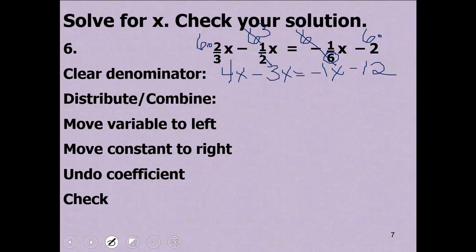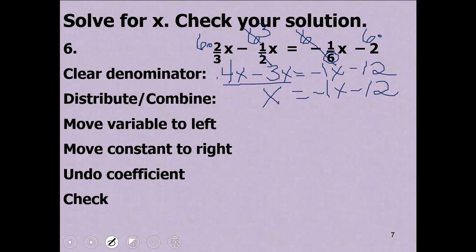I have some things to combine. I have 4x and 3x. They're different signs, okay? So that means I'm going to take their difference, and I'm going to use the sign that I have the most of. I have the most positives. Negative 1x minus 12.